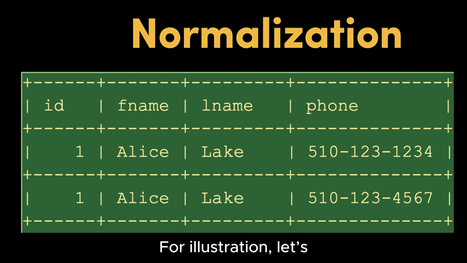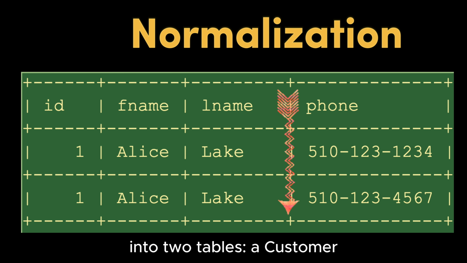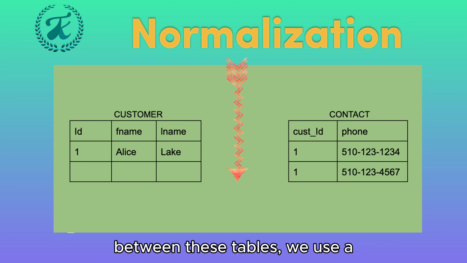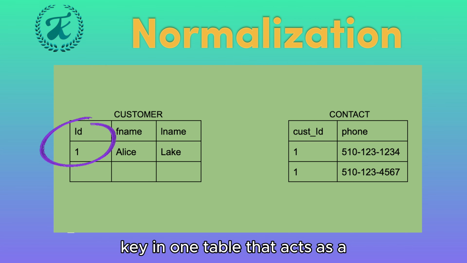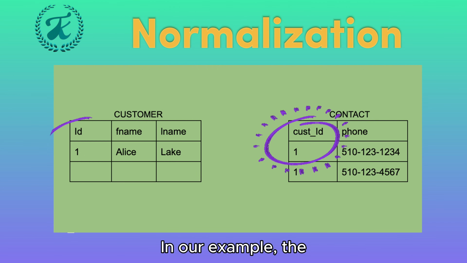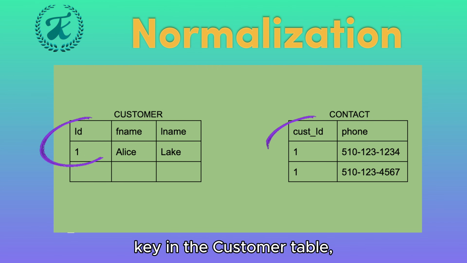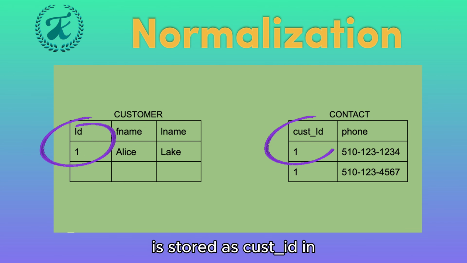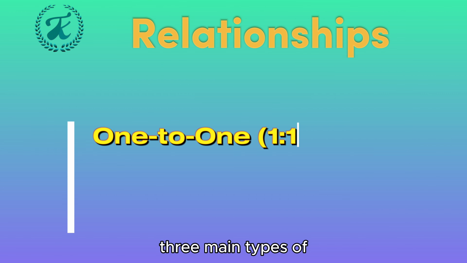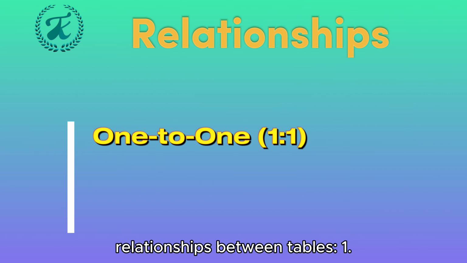For illustration, let's split customer information into two tables, a customer table and a contact table, where the contact table holds phone numbers. To establish relationships between these tables, we use a common field, typically a primary key in one table that acts as a foreign key in the other. In our example, the customer ID, the primary key in the customer table, is stored as cust_ID in the contact table. In databases, there are three main types of relationships between tables.